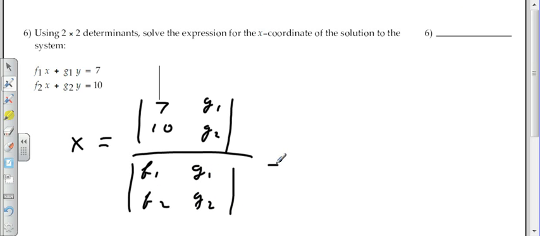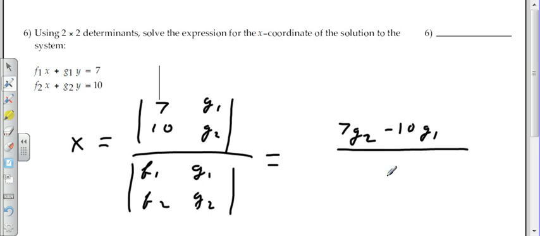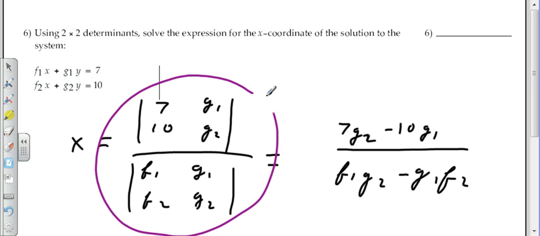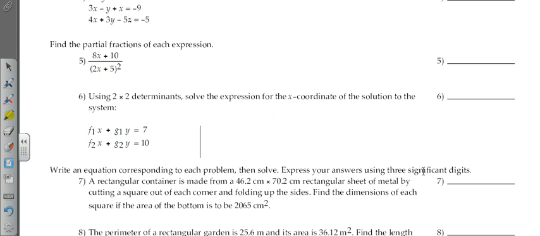At least you could have made this multiple choice, you know. So I got 7G1 minus 10, no, 7G2. 7G2 minus 10G1 divided by F1 G2 minus G1 F2, and I misspelled it, so I'm not in alphabetical order, but way to go. The key stopped there. Solve the expression for the x-coordinate of that system. I don't believe that the key stopped there, but that's all right.